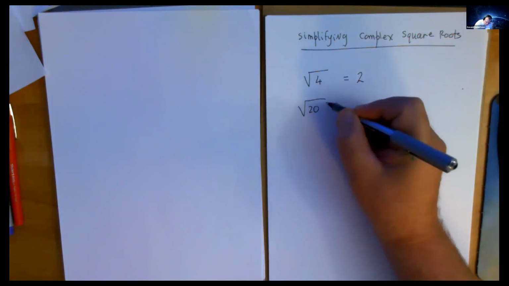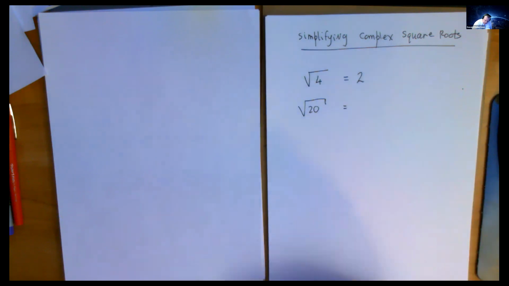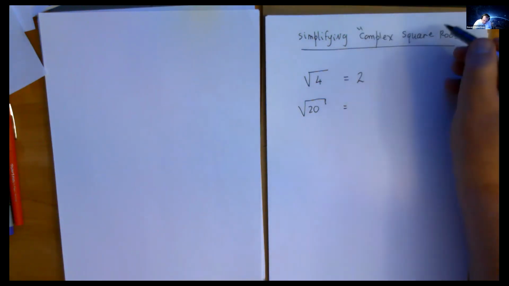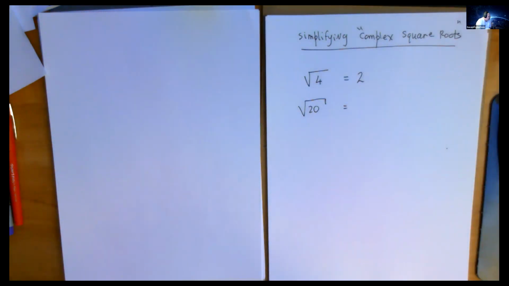So what about the square root of 20? Well, this is an example of a complex square root. Would you agree that there is no nice number that when you multiply it by itself, you get 20? There's some horrible decimal, but there isn't a nice number. And we don't want the horrible decimal, so we'll ignore it. So what's the alternative? What's the compromise?